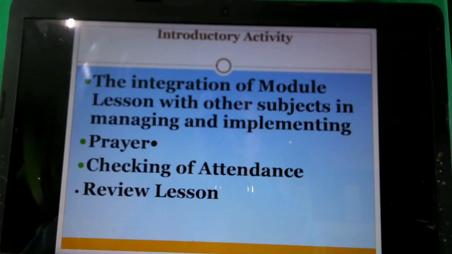We have to integrate the module lesson with other subjects in managing and implementing these lessons.